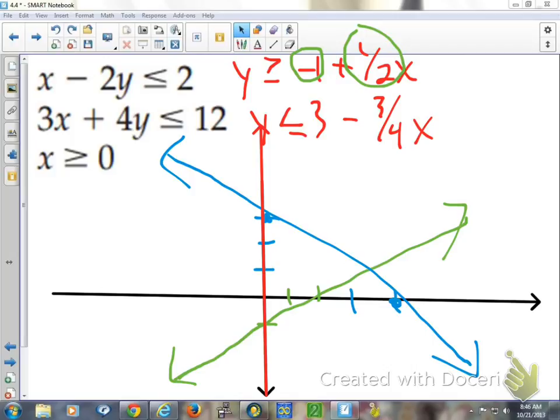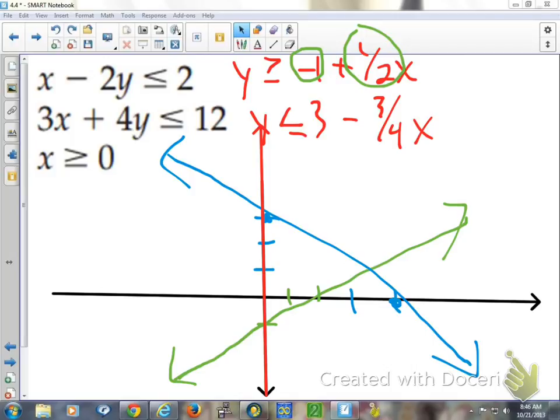Now, we're just going to do all of our shading all at once. We have to be greater than the green line, so above, less than the blue line, so below. So above the green, below the blue. It's that little triangle. It's above the green, below the blue, and to the right of the red. It's in the green triangle.